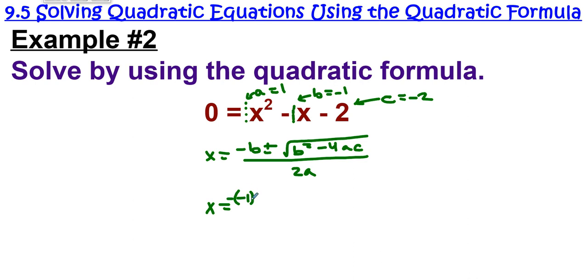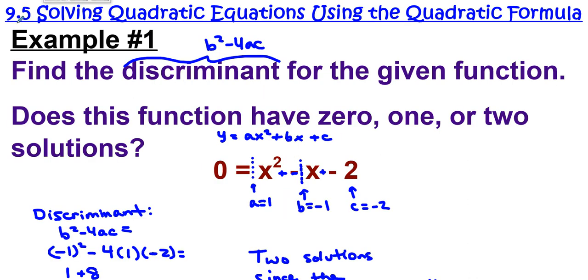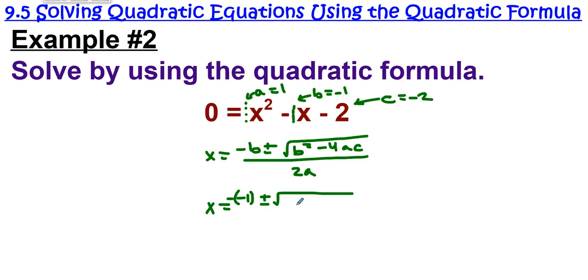minus 4ac. Well, I already calculated the discriminant, b squared minus 4ac. I'm going to plug these in on this slide as well, just so you can see where everything is coming from in case you skipped over the last slide. But I already know that this should equal 9. So plug in negative 1 for b, positive 1 for a, negative 2 for c, all over 2a, 2 times 1.